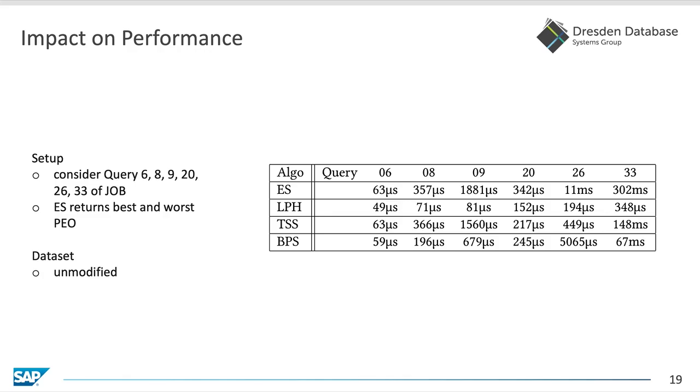The impact on performance considers queries 6, 8, 9, 20, 26, and 33 of the join order benchmark and evaluates the enumeration durations of the individual algorithms. Exhaustive search also returns the best and the worst possible PEO. Except for query 33, we were able to observe enumeration durations in the double-digit microseconds to double-digit milliseconds domain. For query 33, which is an outlier, we observed an enumeration duration of 302 milliseconds due to the complexity of the enumeration on the corresponding pipeline view structure.